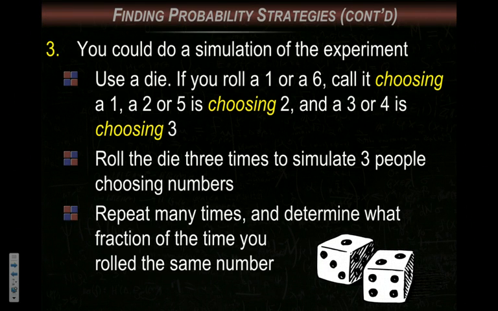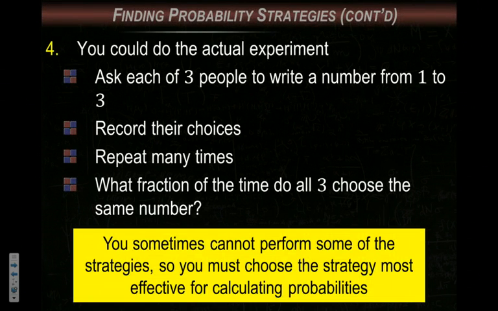We could actually do this. We could also simulate it in other ways. We could roll dice and use the dice to represent people choosing numbers. Okay? There are lots of different ways you can simulate an experiment to get probabilities. Or we could do the actual experiment, which is what we also did. We actually asked 3 people to pick a number between 1 and 3. We could record their choices, write down the results, and come up with calculations.